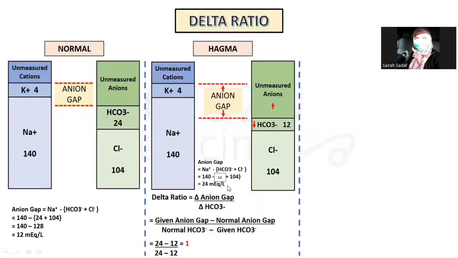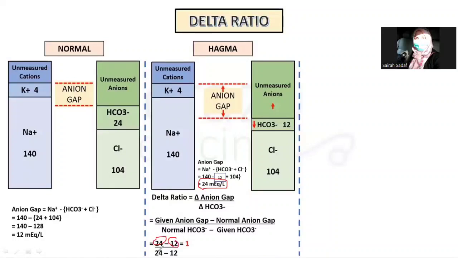When the patient is having high anion gap metabolic acidosis, you have to put these values into the delta ratio formula. That is here. Now we have the value calculated. The calculated anion gap value is this. Let me use the marker. Okay, we have calculated this, the 24. We will put these values in the formula. The given anion gap is 24. The normal anion gap we all know is 12.